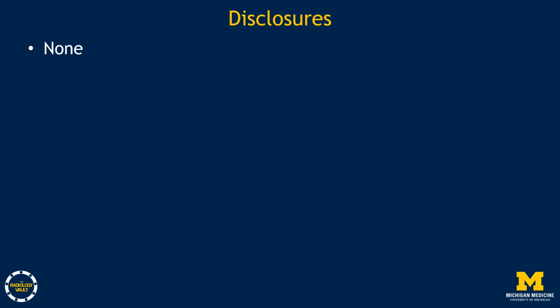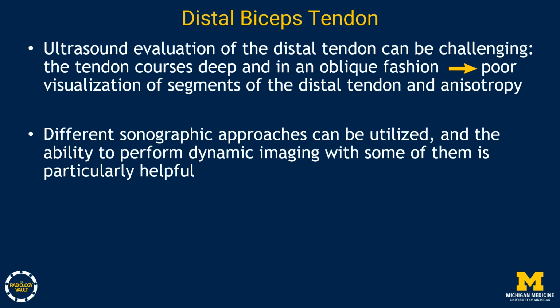I have no disclosures. Ultrasound evaluation of the distal biceps tendon can be challenging, and this is related to the deep and oblique course of the tendon as it dives down to insert in the radial tuberosity. This can lead to poor visualization of segments of the distal tendon and problems with anisotropy, which happens when the ultrasound beam is angled relative to the long axis of the tendon, resulting in areas of hypoechogenicity simulating pathology.